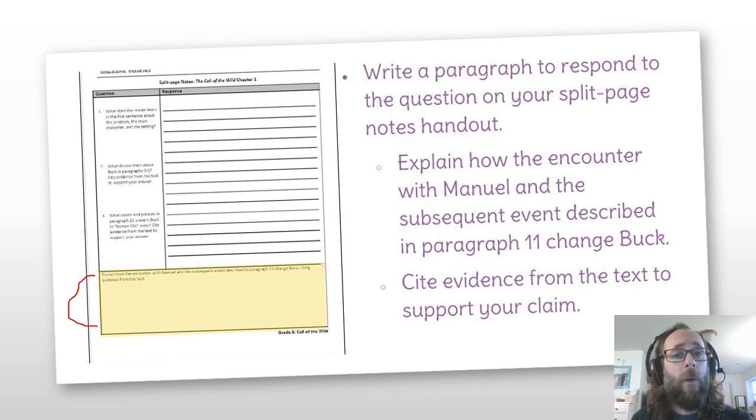You can come up with one way he's changed. Cite some evidence for it. 2 is best. But look back through all the paragraphs we've read up to page 6.5. Answer that, and then you will be just about done.